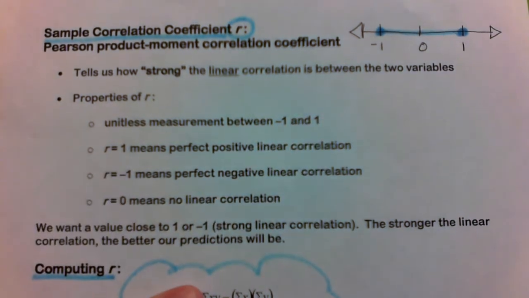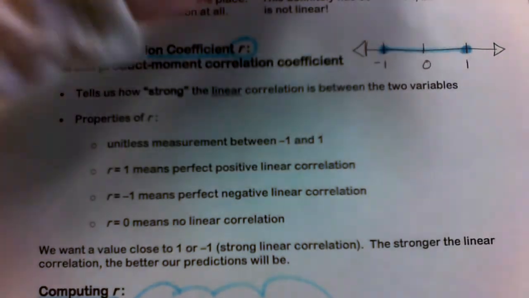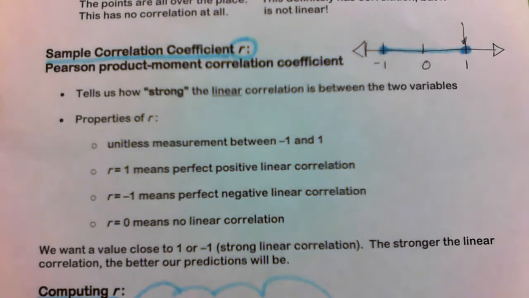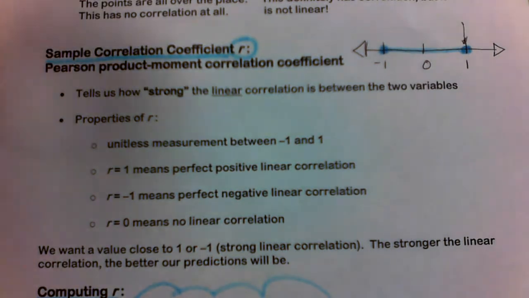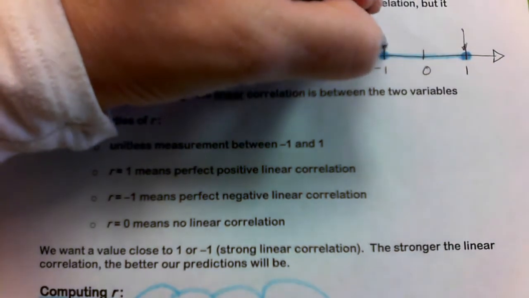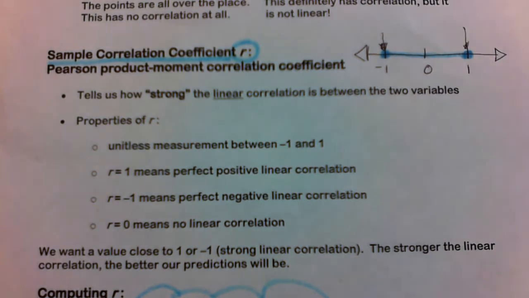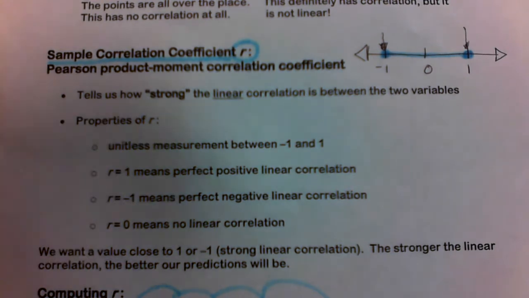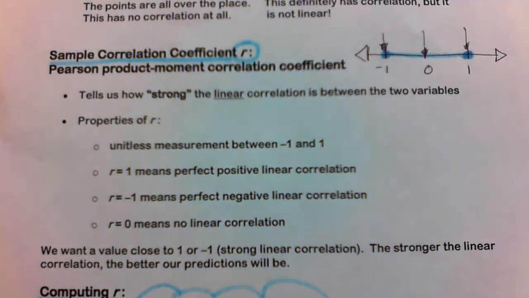If you get R equals 1, if you'll notice I have a number line over here. If you get R equals positive 1, you have a positive correlation. If it's exactly 1, you have a perfect positive. Okay, so this would be perfect positive. If we get R equals negative 1, it means we have a negative correlation, and that correlation would be a perfect negative. 0 means no correlation whatsoever. Okay, so that would be at 0.